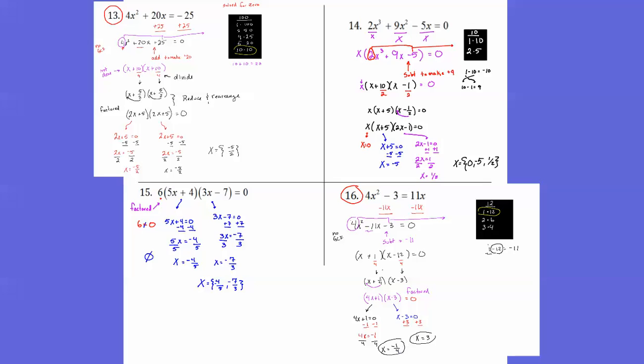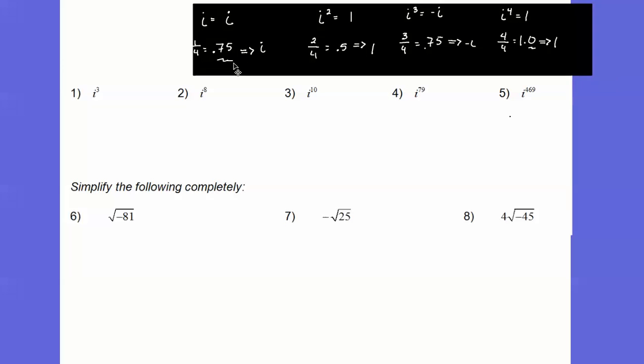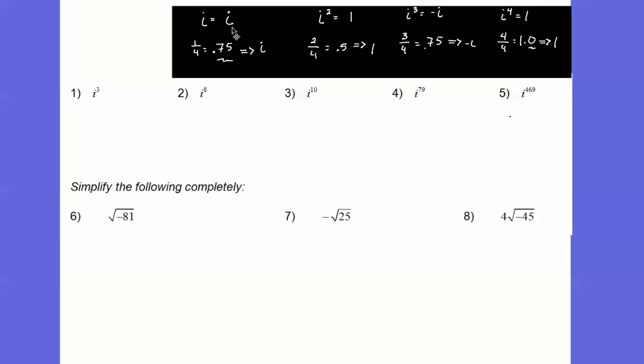Alright, continuing on. A quick review on i. We have to remember a couple of things about this. We need to remember the cycle of i. So i equals i. If I take 1, the power on this i, divided by 4, I will get 0.25. And anytime I see a decimal of 0.25, that will indicate i.